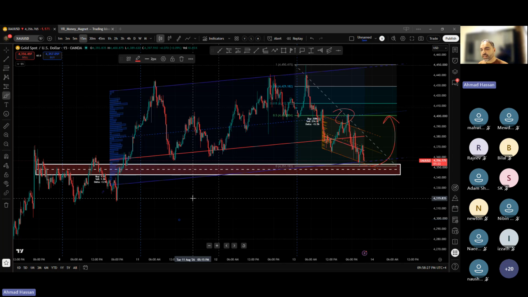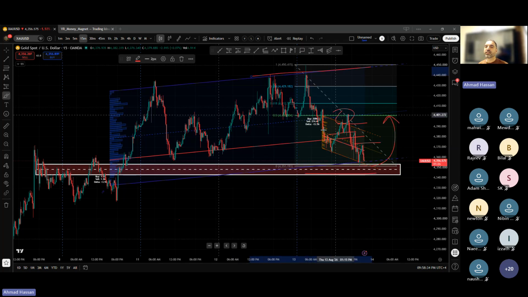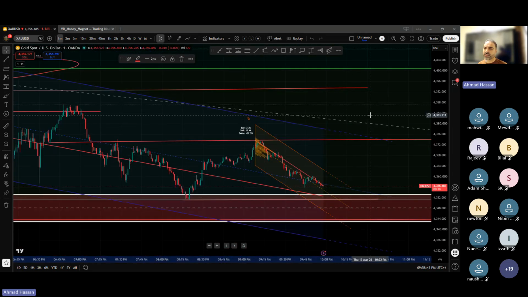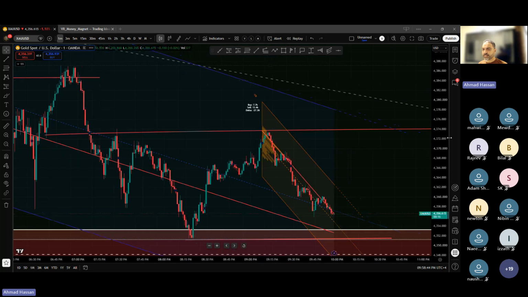But where to take the entry? Not here, not here, not here, at the support level or at the resistance level for these areas. So on the 5 minute, let's talk about an example. You're taking a 1 minute scalping now because the market is slow. You said, sir, I want to take sell entries now.